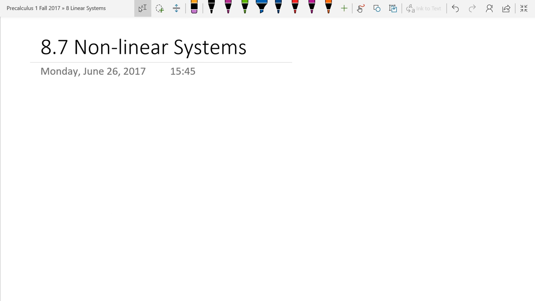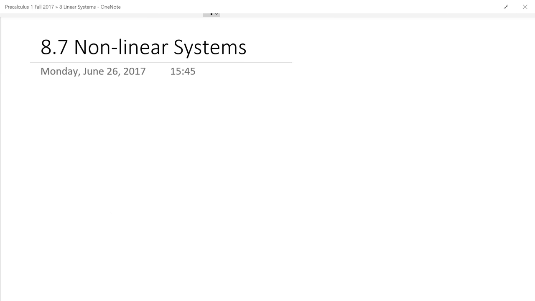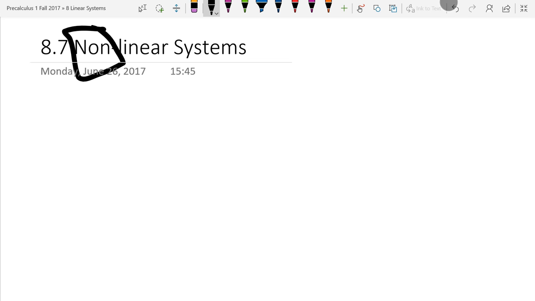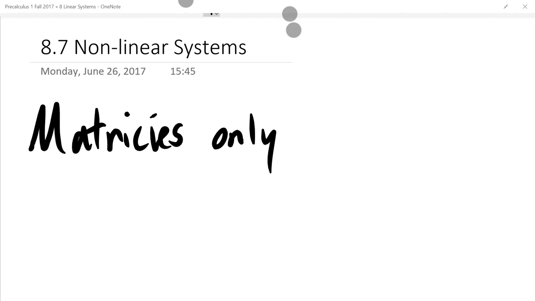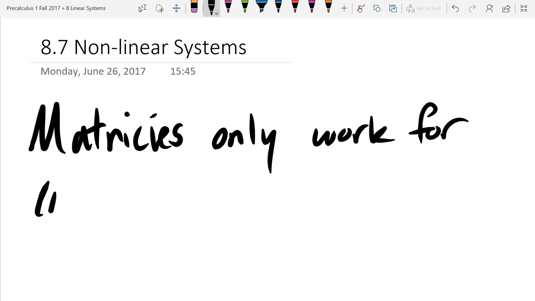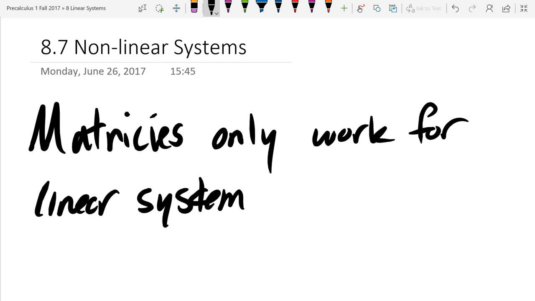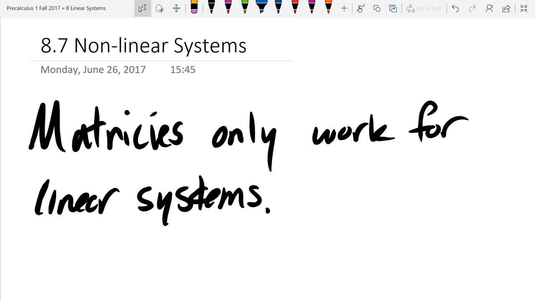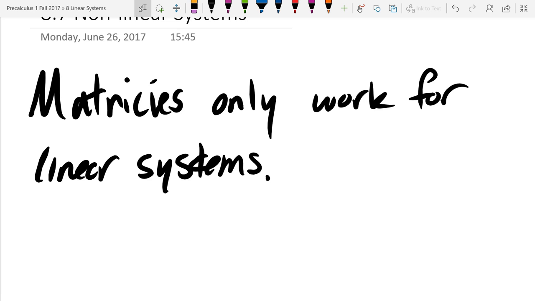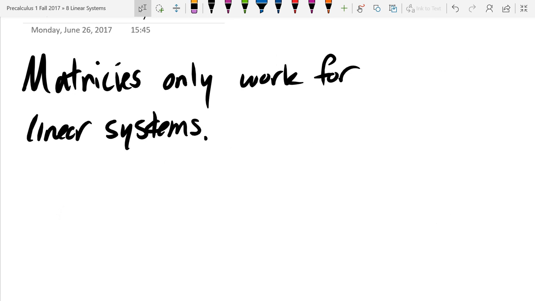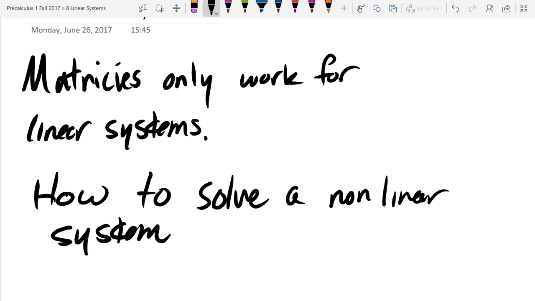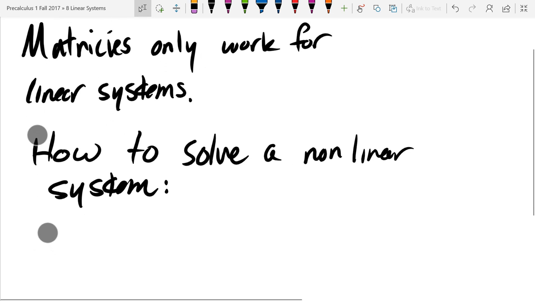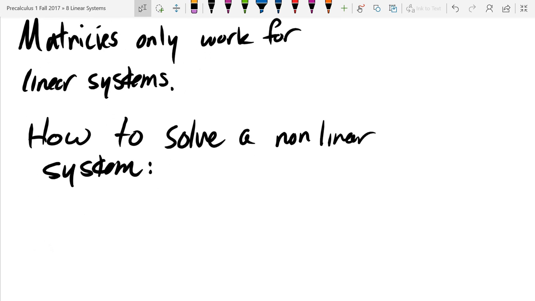So first thing to notice, the word nonlinear. What that means is you cannot use a matrix. Matrices only work for linear systems. So that means everything we just learned in chapter 8 won't apply to nonlinear. So how do we solve them? We're going to basically just use algebra. So we've got two choices. These two also work for linear systems. The two choices are elimination or substitution.